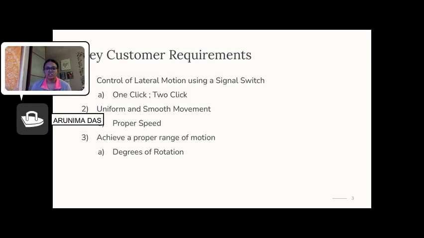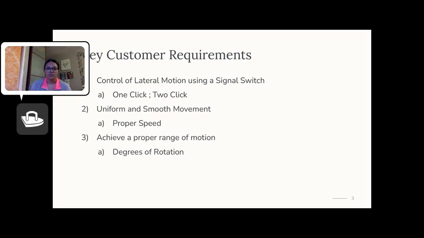So in order to test parameters for a device, we have to meet certain customer requirements to provide optimal results for the patients. Our first goal is to deliver a proper control of lateral motion using a single switch. This will be done by using an Arduino board with two simple commands of moving the headrest to the right and the left. Simplifying the design to 1 and 2 clicks to give two separate outputs makes it much easier for the patients to get their desired movement.